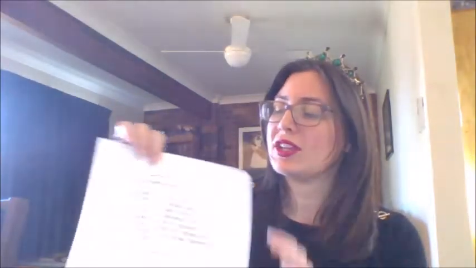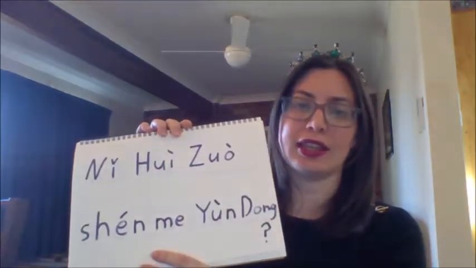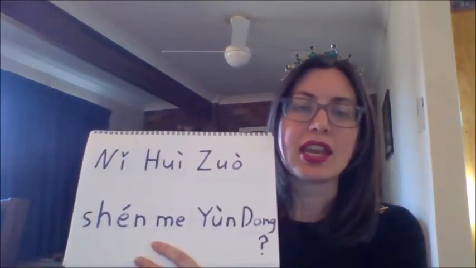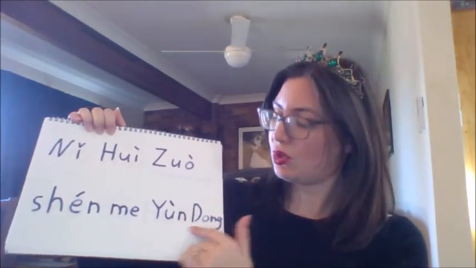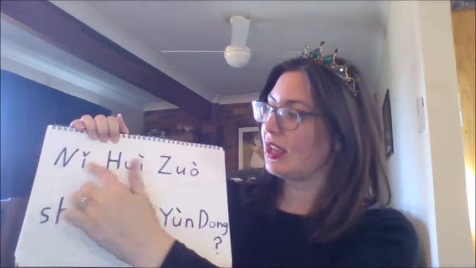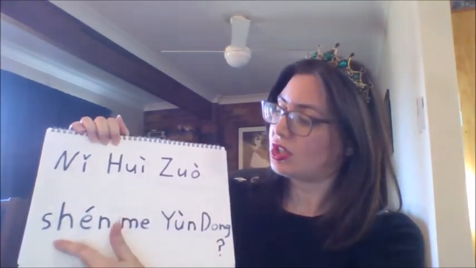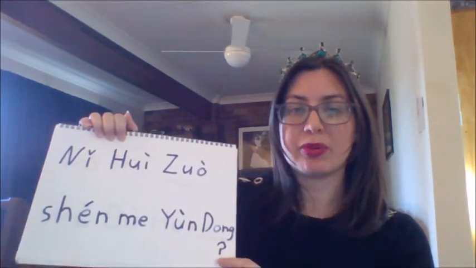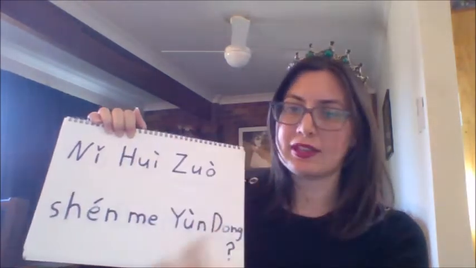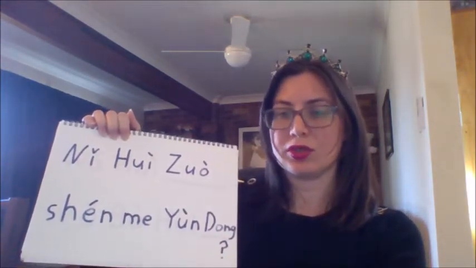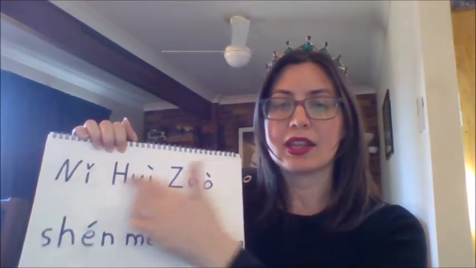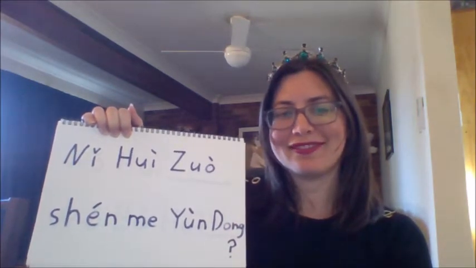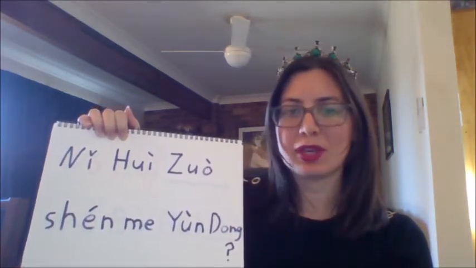So the question at the top of your sheet, which I have also written out here, so it's a little bit easier for you to see. 你会做什么运动? 你会做什么运动? So pause the video for a sec. I want you to copy this question out, or if you've got it here, you can just write it underneath. What does it mean in English? Pause, your turn. All right, I'm going to assume that you've done that.